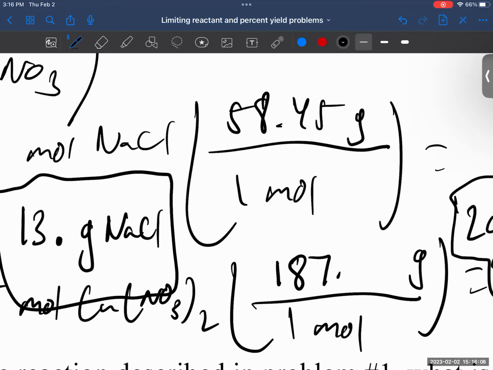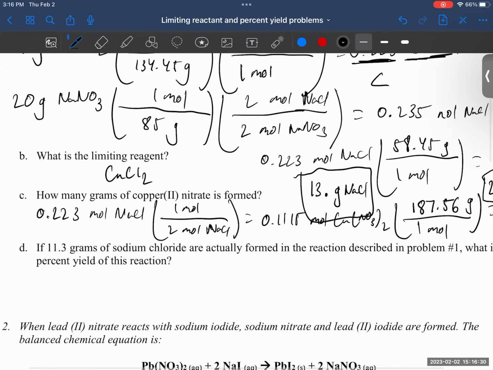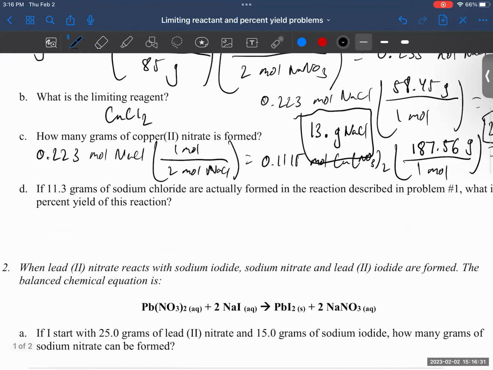Any questions? Speak now or forever hold your peace, as some might say. No? Okay. So if 11.3 grams of sodium chloride are actually formed from this reaction, what is the percent yield? All right, this one, we already found the theoretical yield, so this will be pretty easy.